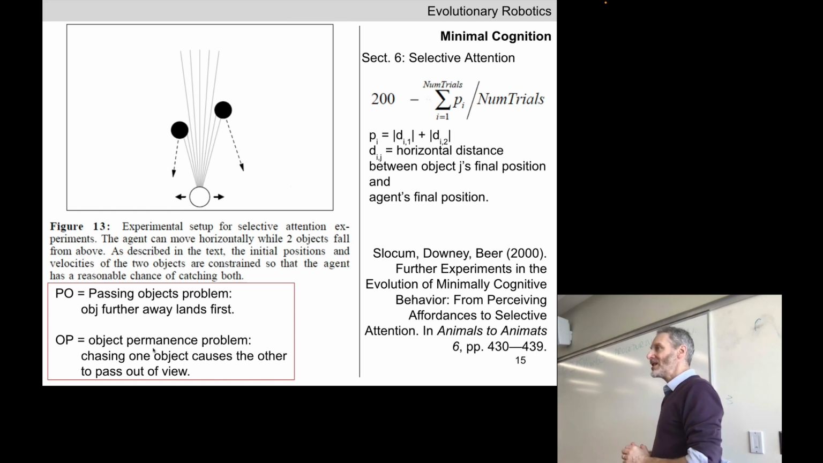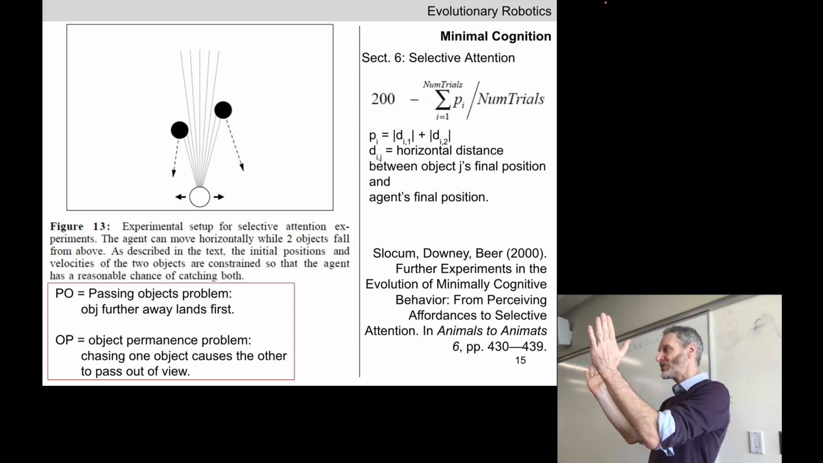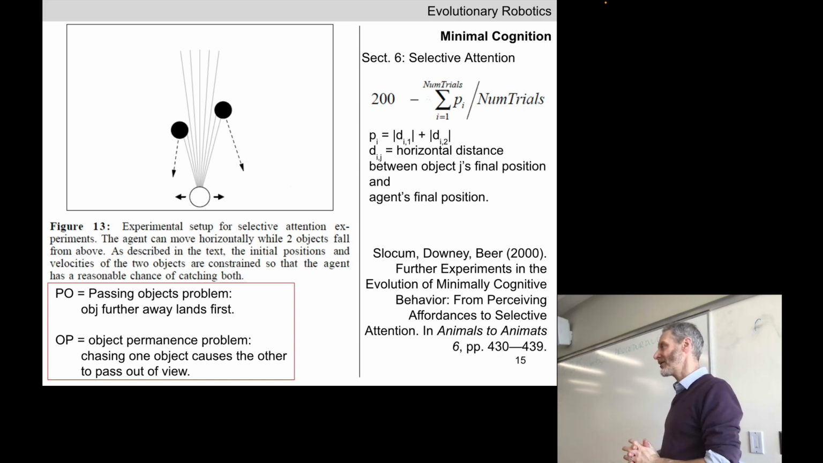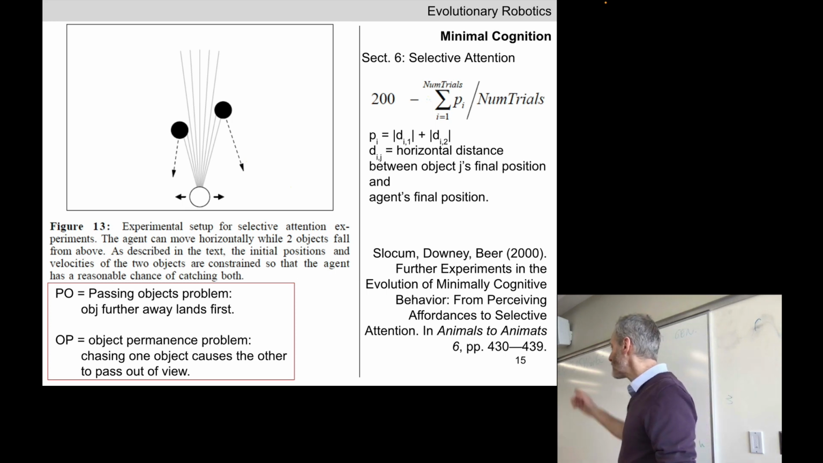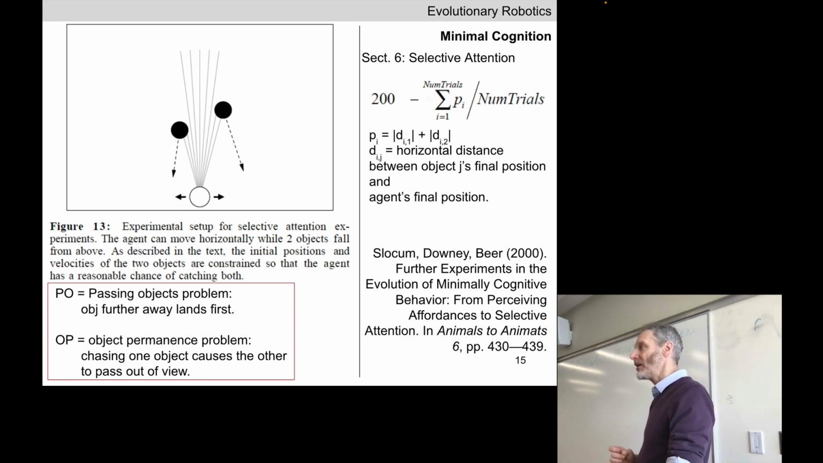Second problem is the object permanence problem. As the robot goes chasing after one object, that object might pass out of the cone of perception of the robot. It may temporarily not be able to see where that other object is and have to remember where it is and go chasing after it. It's possible, depending on how these objects fall, that the robot might be confronted with neither of these two problems, one of these two problems, or possibly both problems simultaneously.